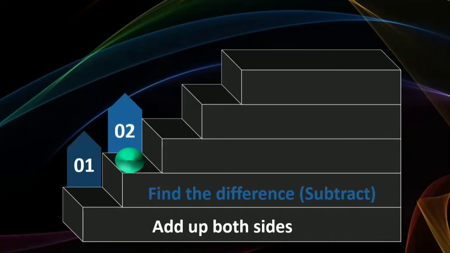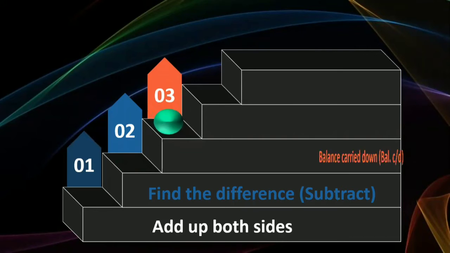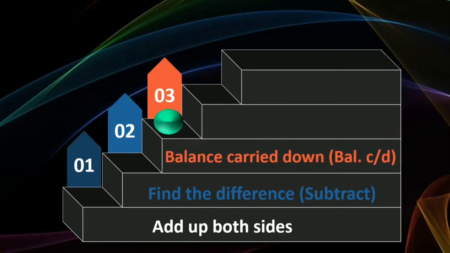After you find the difference, the value that you get is referred to as a balance. What do you do with this balance? You enter that value on the smaller side, and you're going to call that your balance carried down. The abbreviation for balance carried down is shown beside here. So that's BAL CD. After you enter your balance carried down, now your next step is to enter your totals.